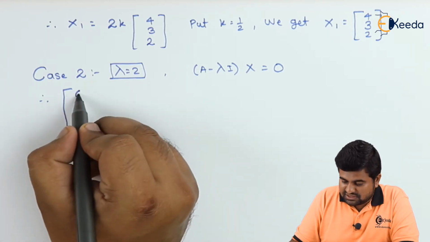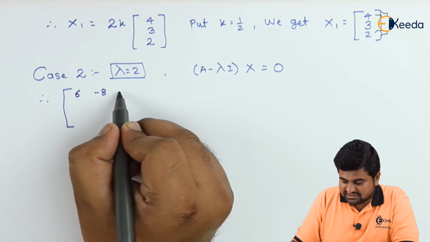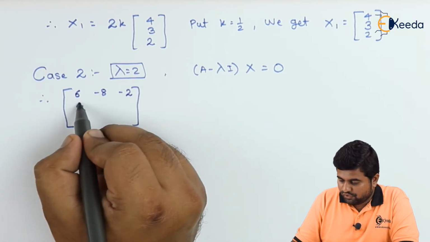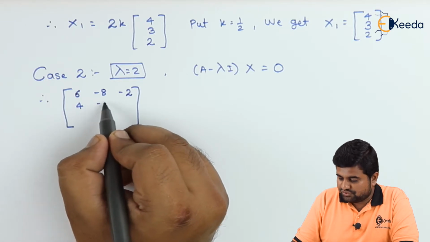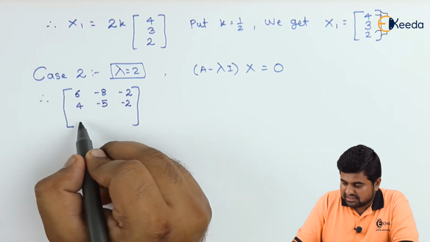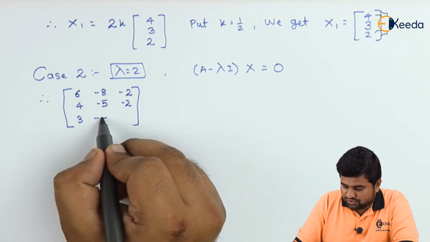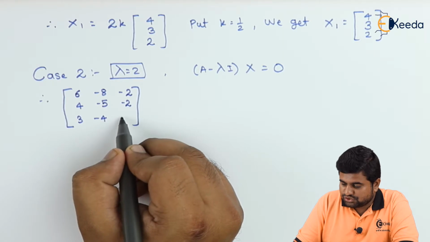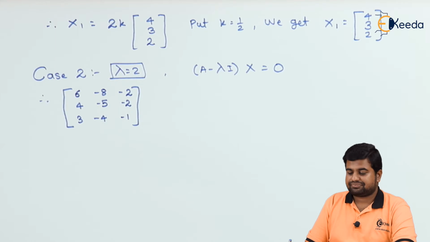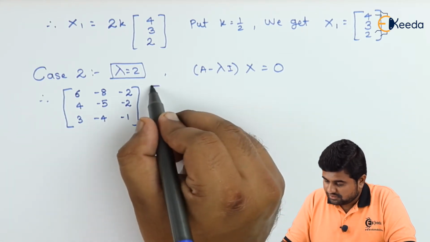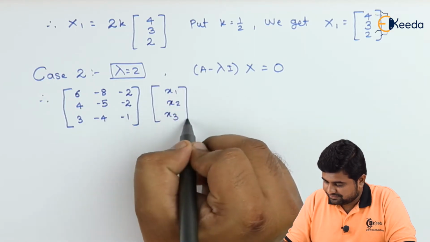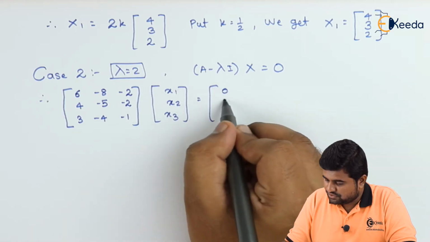So 8 minus 2 is 6. Other elements are as they are: minus 8, minus 2; 4, minus 3 minus 2, which is minus 5, and minus 2. Last is 3, minus 4, and 1 minus 2, which is nothing but minus 1. So this into x1, x2, and x3 is equal to 0, 0, 0.